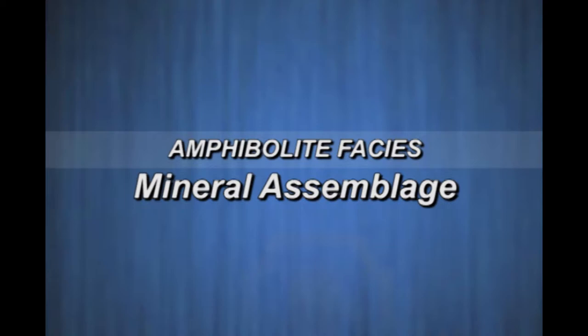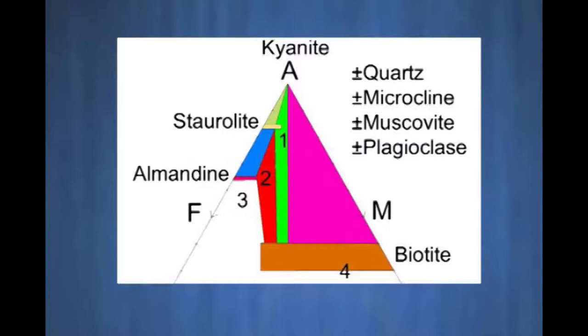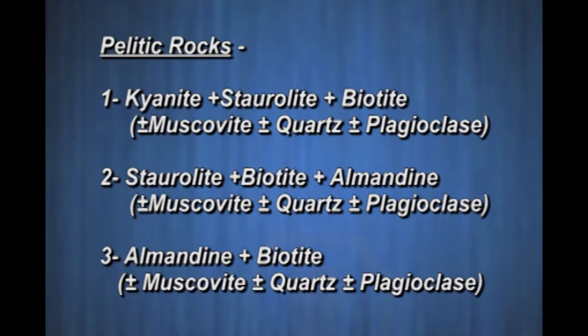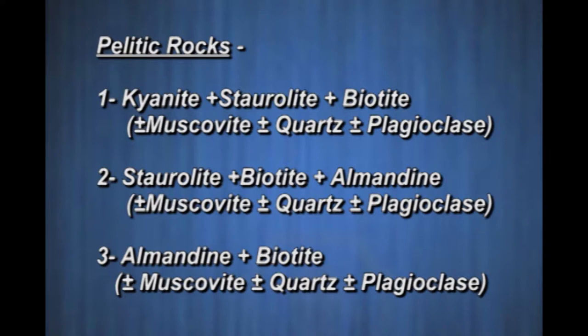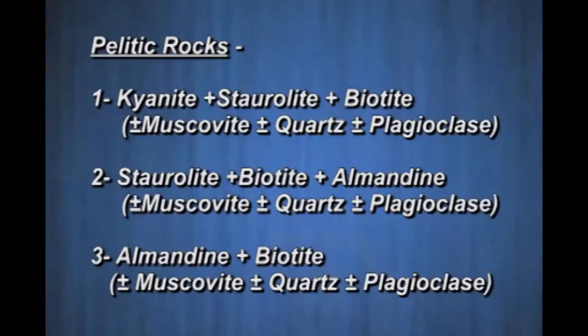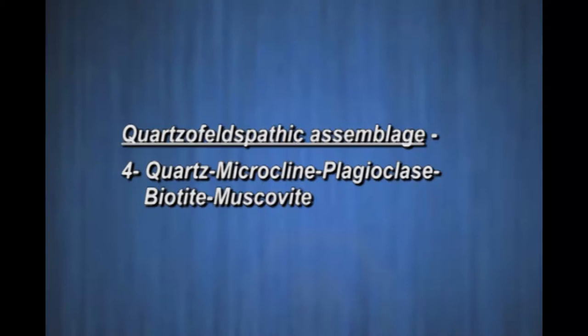The pelitic rocks: the first assemblage is kyanite plus staurolite plus biotite plus or minus muscovite plus or minus quartz plus or minus plagioclase. The second assemblage is staurolite plus biotite plus almandine garnet plus or minus muscovite plus or minus quartz plus or minus plagioclase. And the third important assemblage is almandine plus biotite plus or minus muscovite plus or minus quartz plus or minus plagioclase.